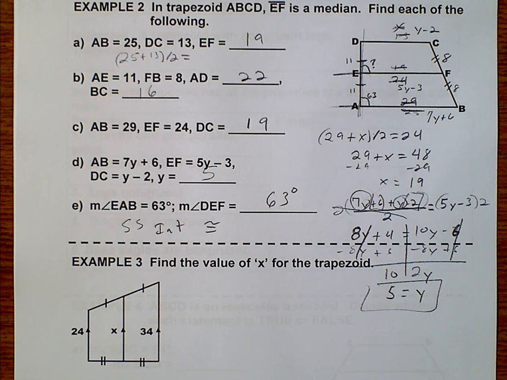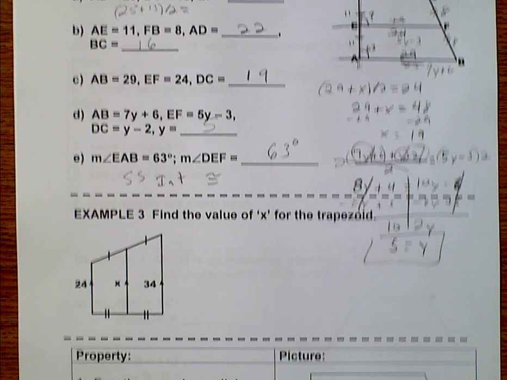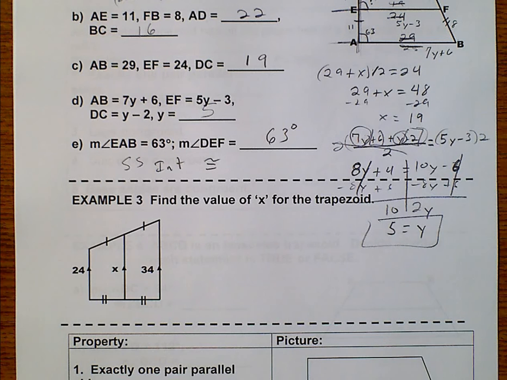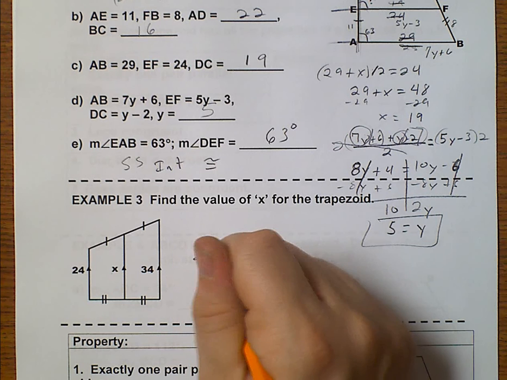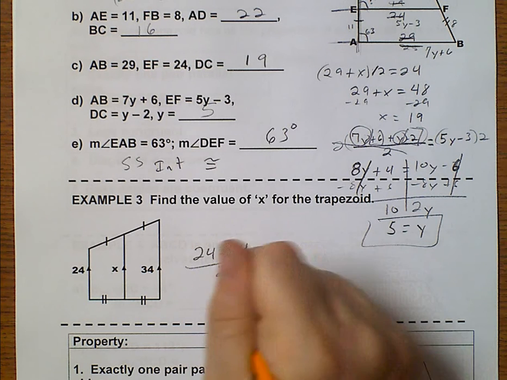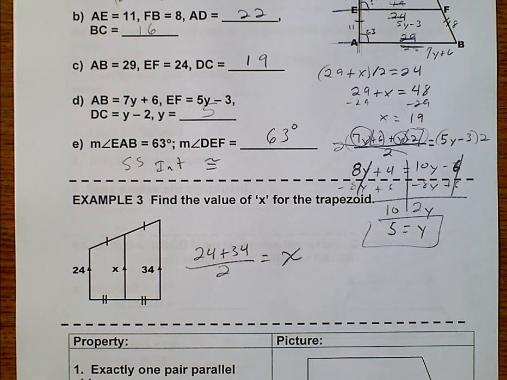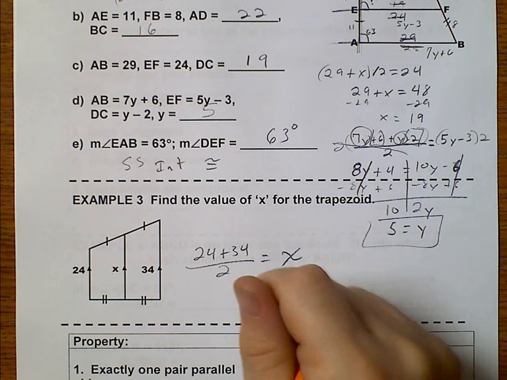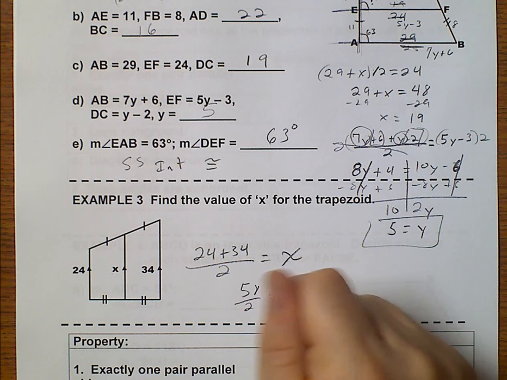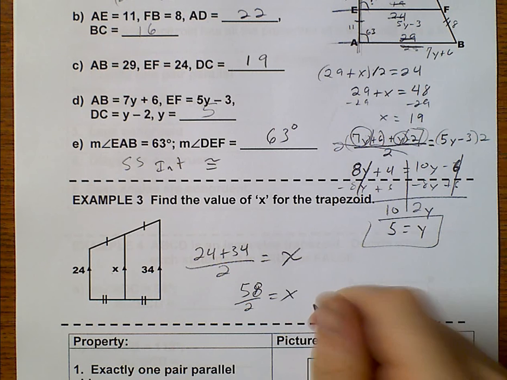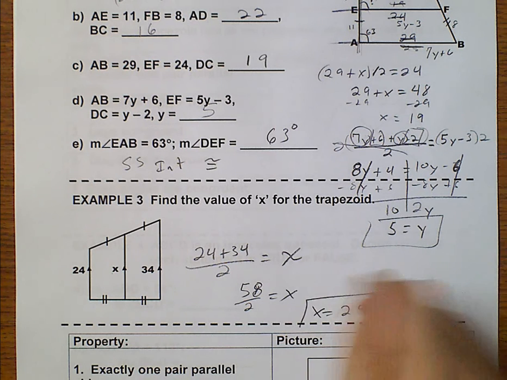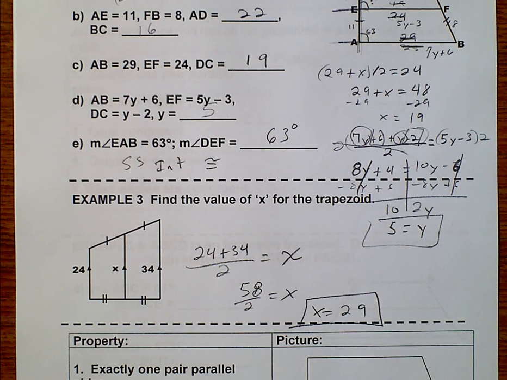Lots of work going on up there. Let's go ahead and move on to example number 3. We want to figure out what x is. Well, this is the median, so 24 plus 34 divided by 2 must equal x. So 58 divided by 2 must equal x. So x must be 29. Really simple.